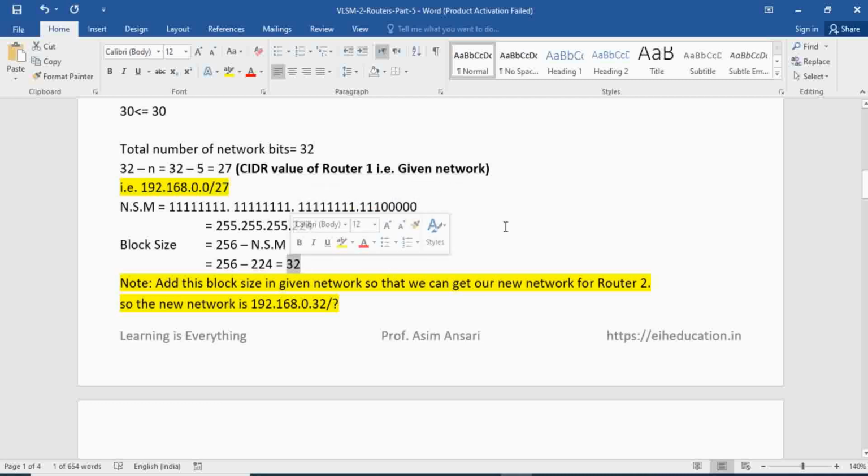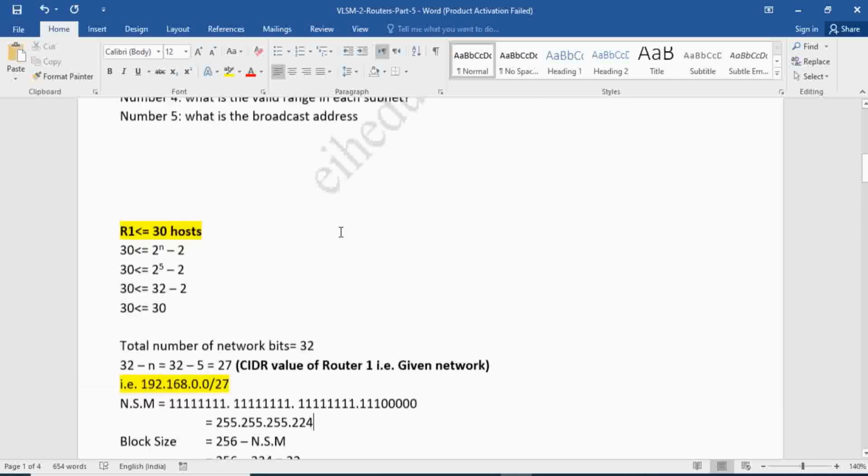Add this block size to the given network so that we can get our new network for router 2. So the given network is 192.168.0.0, and then add 32, our new network will be 192.168.0.32. Remember, in Class C there are 3 network blocks and 1 host block, changes occur only in the host block. Now is the time to solve questions 4 and 5 together.